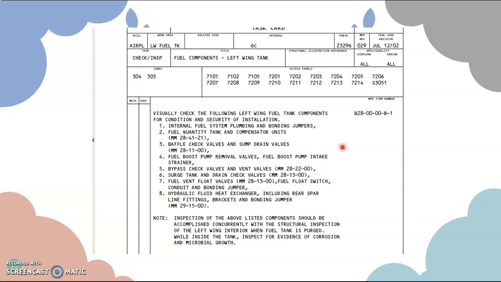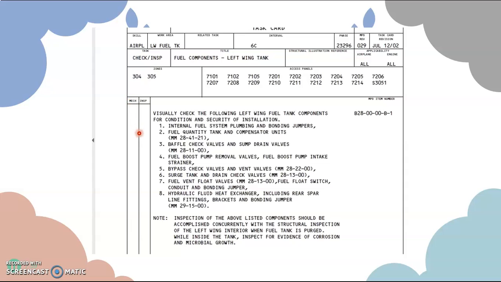Okay, the next slide is about components in the left wing tank that we must check or inspect. Why do we check or inspect the components in the center wing tank, the left wing tank, and the right wing tank? Because all of us want to have a safe flight, so we must check the components. If the components are good, we have flight safety and comfort when we fly.